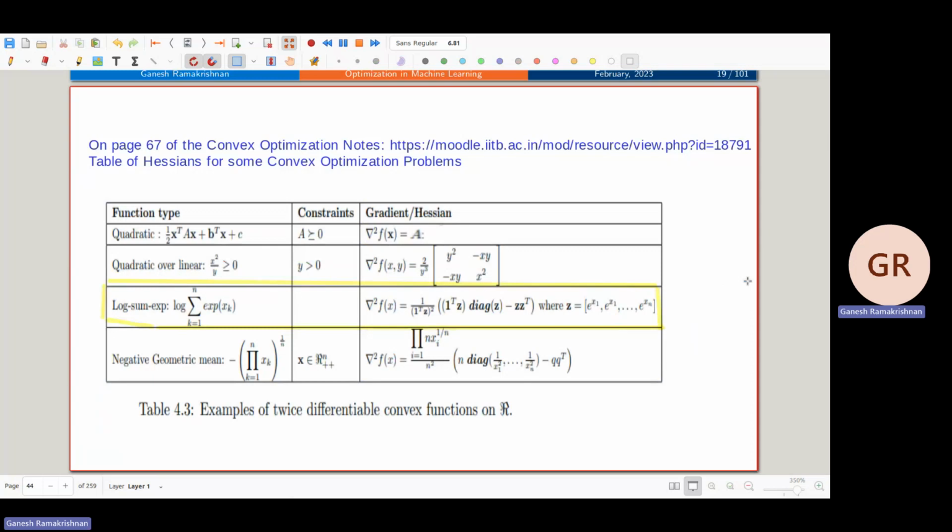Negative geometric mean, again, you can try and write down the Hessian. Quadratic over linear is a little tricky. Like in the part in the denominator, 1 upon y, this part, we'll have a square first with a negative and then a cube. That's why you find all of these terms here. 2 upon y cube comes out. Okay.